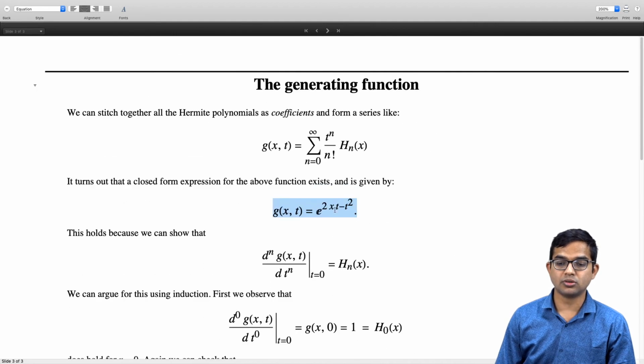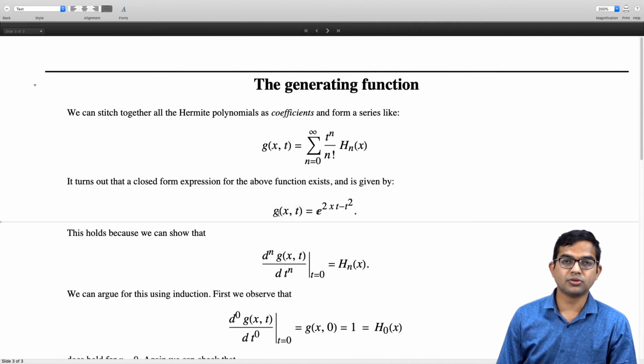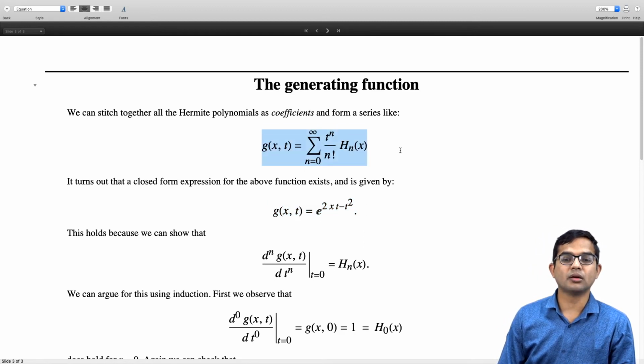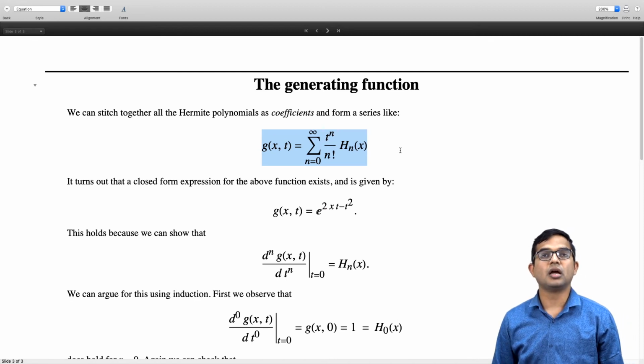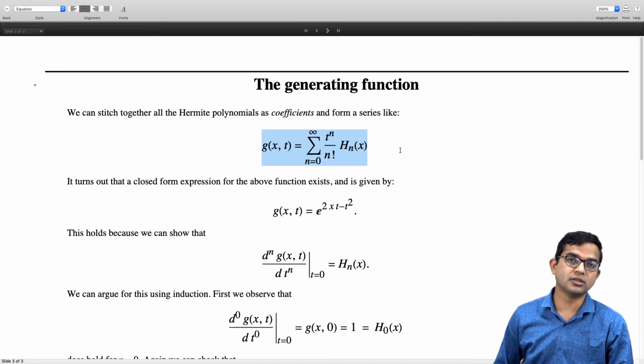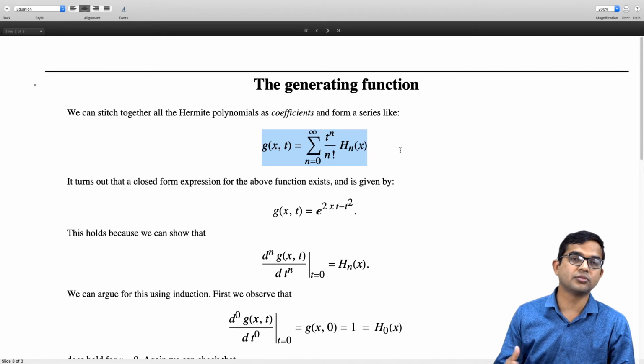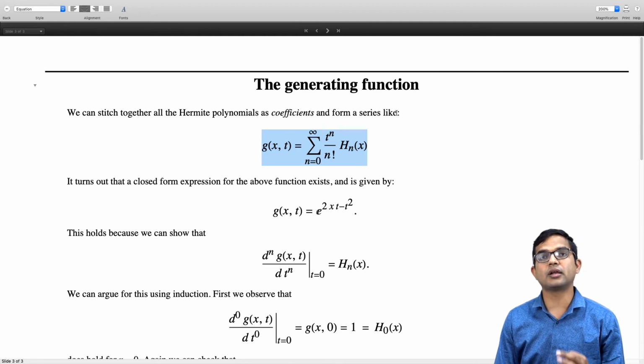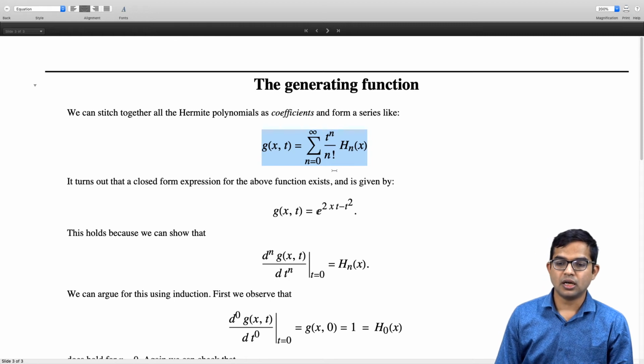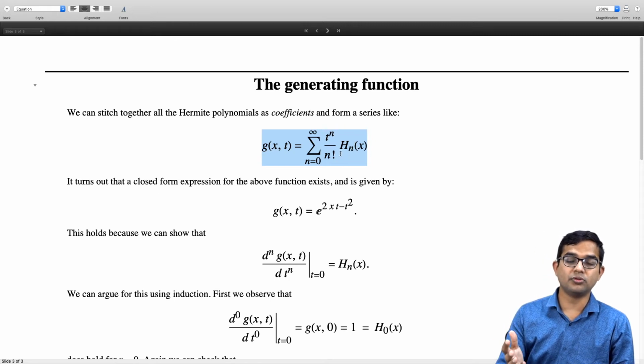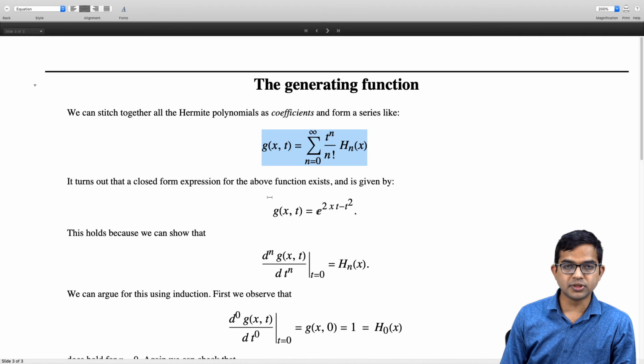In order to show this, we simply have to show that if you take the nth derivative of this function with respect to t and put t equal to 0, you get Hn of x, right? If you can show this, then this is the generating function, and this can often be used to prove many of the results. We have already proved some of these results, like the recurrence relation, starting from the Rodrigues formula and so on. But this generating function often provides a very clever way of proving many properties. Various orthogonal polynomials have different generating functions, and starting from here, it's a method by which many properties can be extracted.